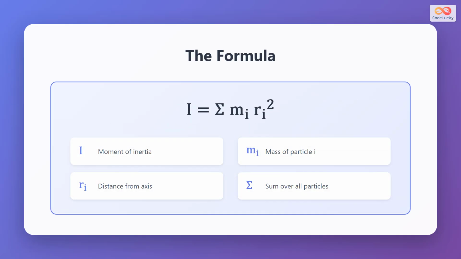The formula for moment of inertia is I equals the sum of m sub i times r sub i squared. Let's break this down. I represents the moment of inertia itself. m sub i is the mass of each individual particle in the object. r sub i is the distance of that particle from the axis of rotation. The Greek letter sigma means we sum this up for all particles in the object. Notice that distance is squared, which makes it very important in determining the moment of inertia.